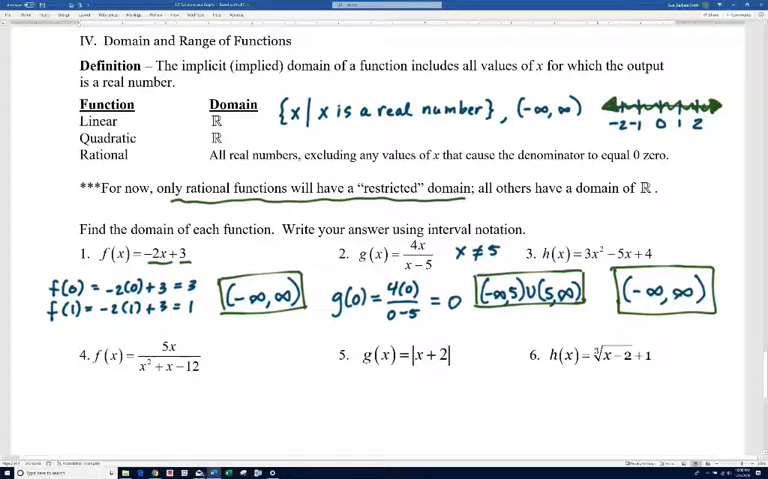Now number 4 is another rational function. And so I need to find my restricted values. That would be the values that cause our denominator to equal 0. Well, the easiest way to do that is let's set our denominator equal to 0. This is a trinomial, and you should know how to factor this. Let's go ahead and get it set up. So we're looking for two numbers that multiply to negative 12 and add to 1. And so I'll go ahead and set up a little chart here.